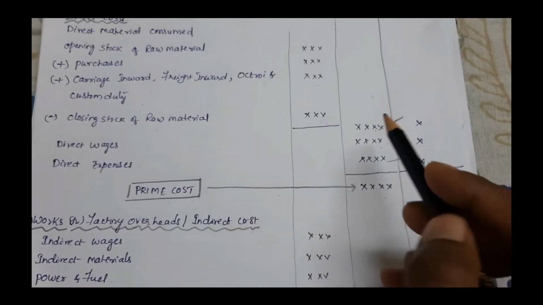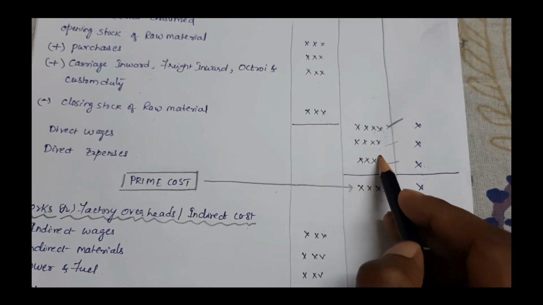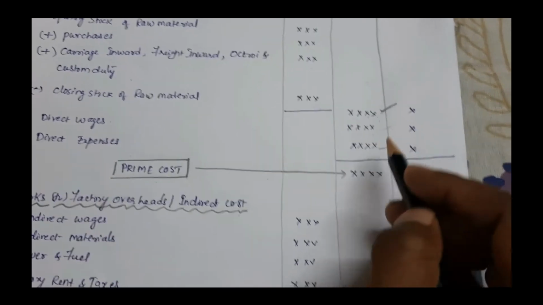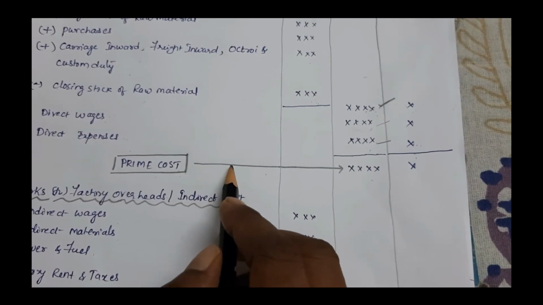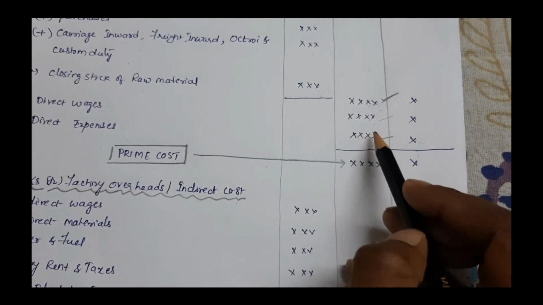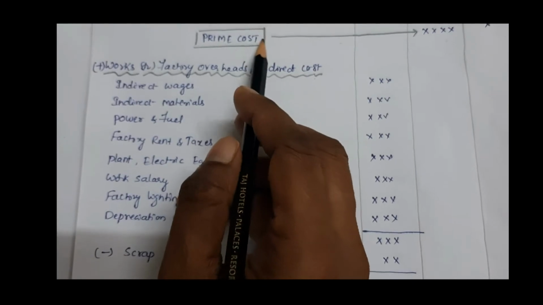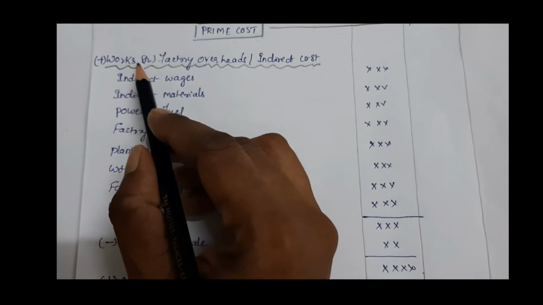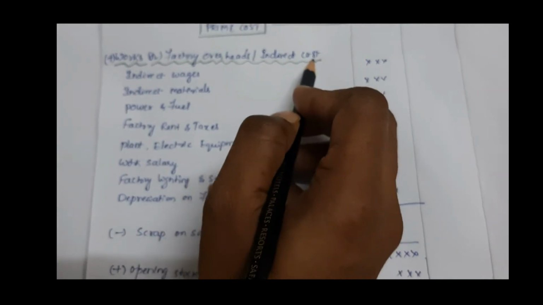And combination of direct material consumed, direct wages and direct expenses is the prime cost. So prime cost is the sum of direct material, direct wages and direct expenses. After calculation of prime cost, we need to add works or factory overheads or indirect costs.